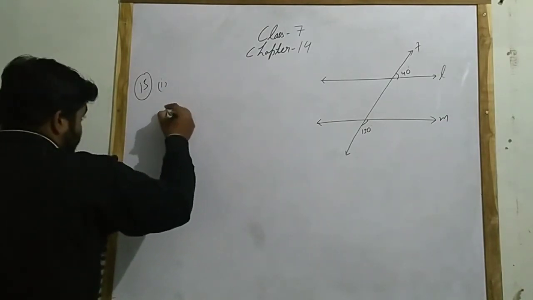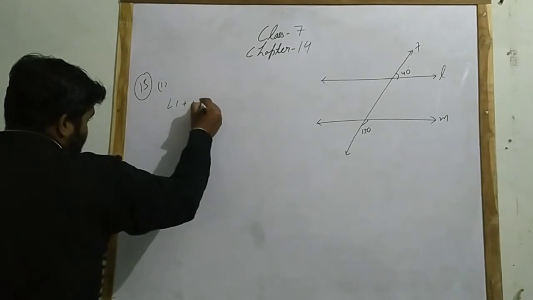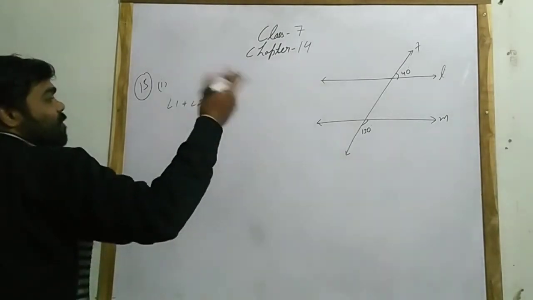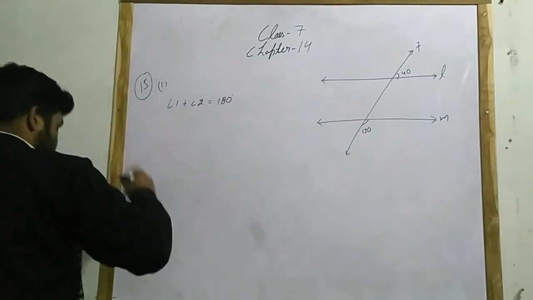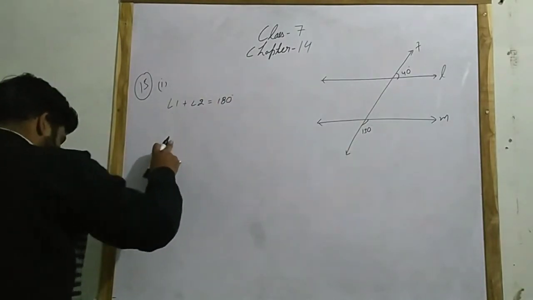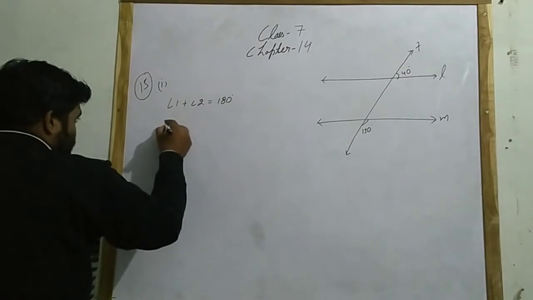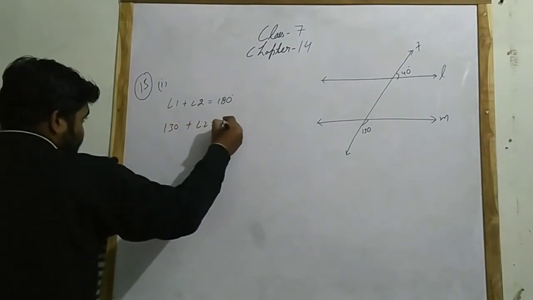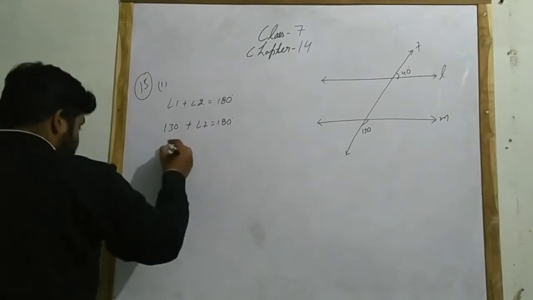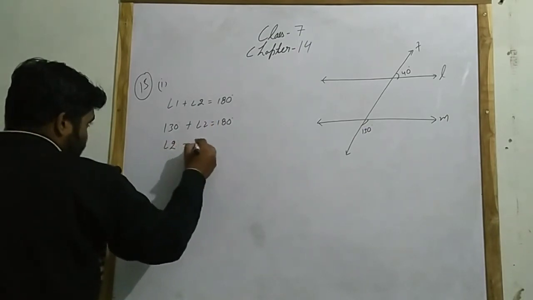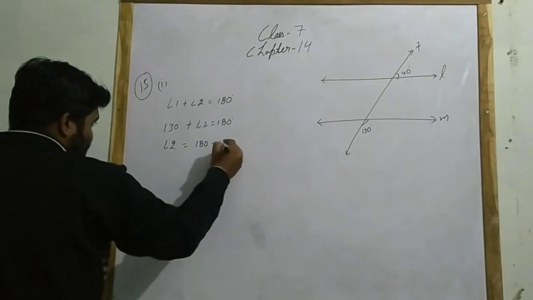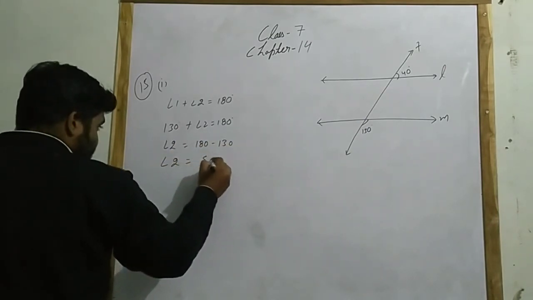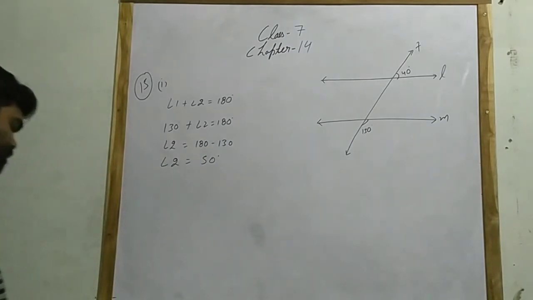In the first part, angle 1 plus angle 2 equals 180 degrees. Angle 1 is 130 degrees, plus angle 2 equals 180 degrees. So angle 2 equals 180 minus 130. Angle 2 equals 50 degrees, right?